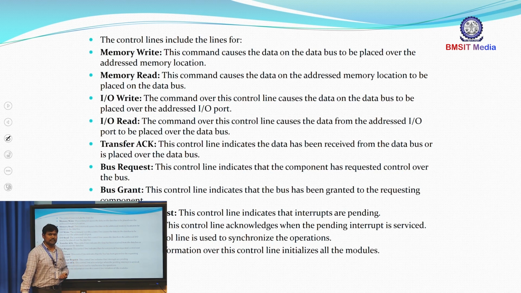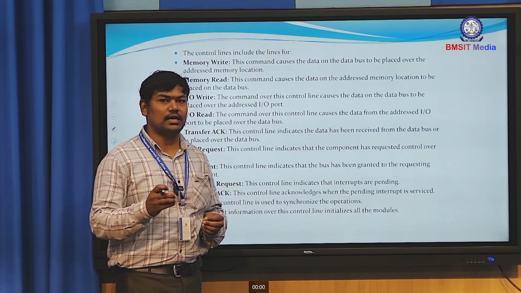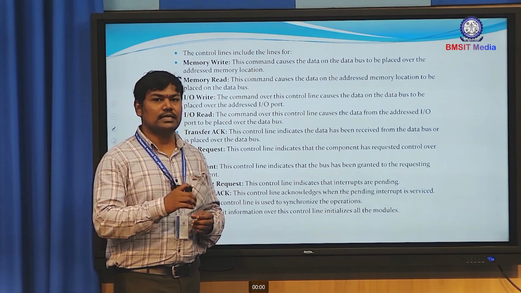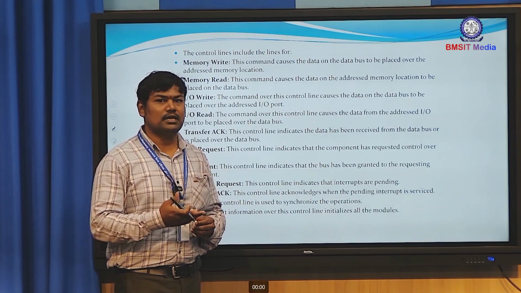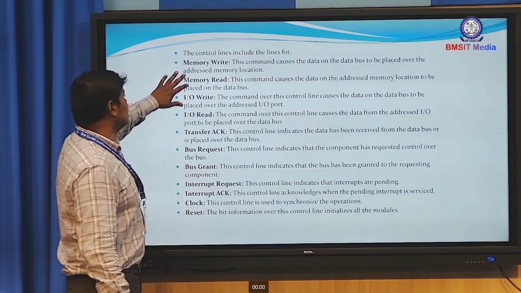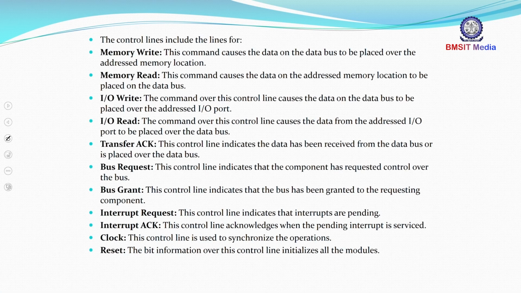The second thing is bus structure: single bus structure and multiple bus structure. All the lines carry three signals: control, address and data. These are the control lines operations.